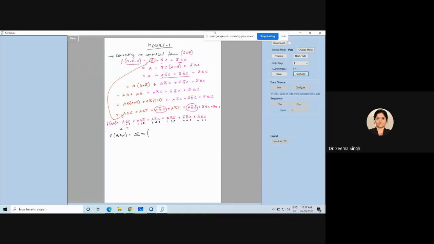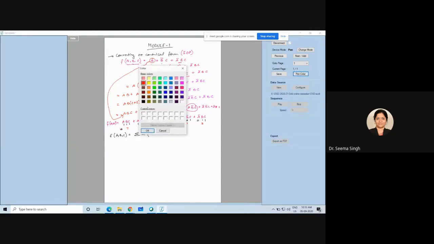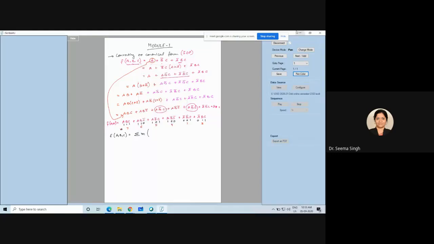So this is a 7. 110 is a 6. 101 is a 5. I hope you people remember this. 100 is 4. 011 is 3. So I have to write it in a min term form now. In a min term form means I should write it like 1, 3, 4, 5, 6, 7.